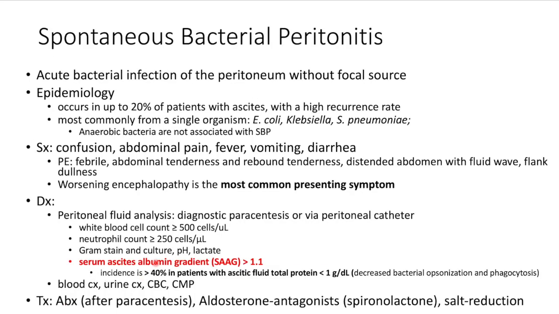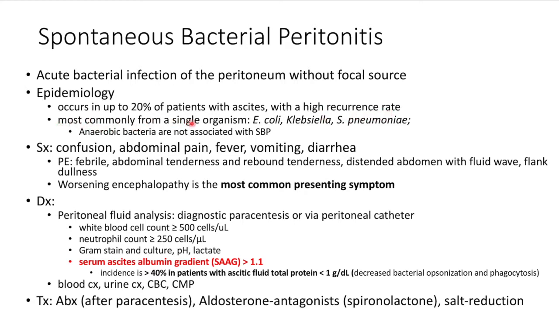Excellent. So SBP, acute bacterial infection of the peritoneum without a focal source. We're looking for patients with ascites. About 20% of patients with ascites will develop SBP. Okay, that's 1 in 5 patients with ascites. That's a lot. And patients that develop SBP have a over 60% chance of having SBP again. Okay, and so, obviously we're going to talk about prophylactic antibiotics and why that's so important.